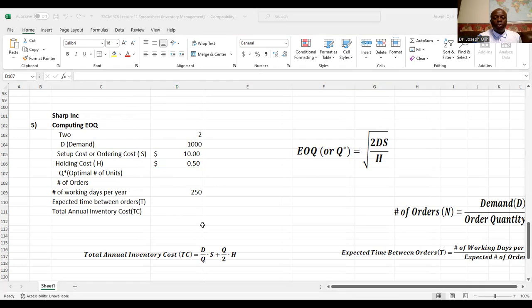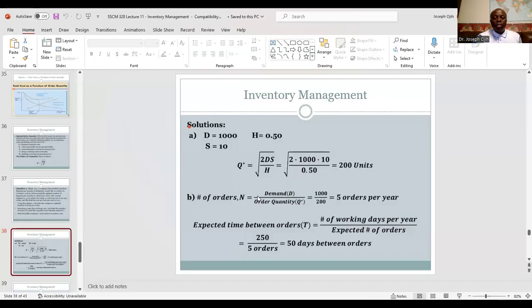In Excel, I'm going to show you in a minute. I'll put up that this is the square root of 2 times D times S. This is what I did in PowerPoint. Now let's do it in Excel.